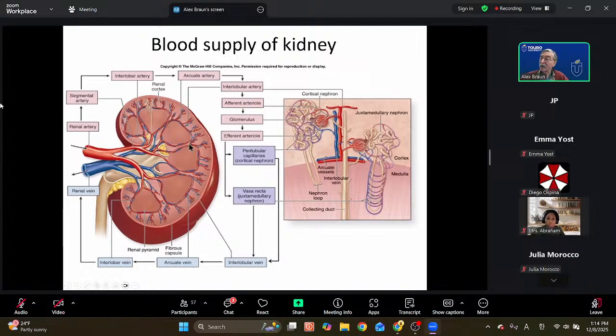The lobar arteries travel to the top of the renal pyramids, like you see here, and form an arciform branch over the top of the pyramid. This is called the arcuate artery. It forms an arch over the base of the kidney, like you see here and here and here. And then radially arising from the arcuate artery are these branches, which we usually call interlobular arteries.